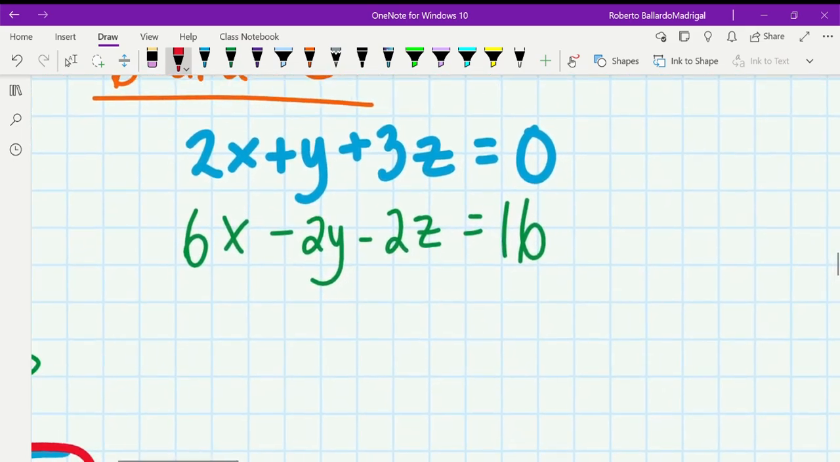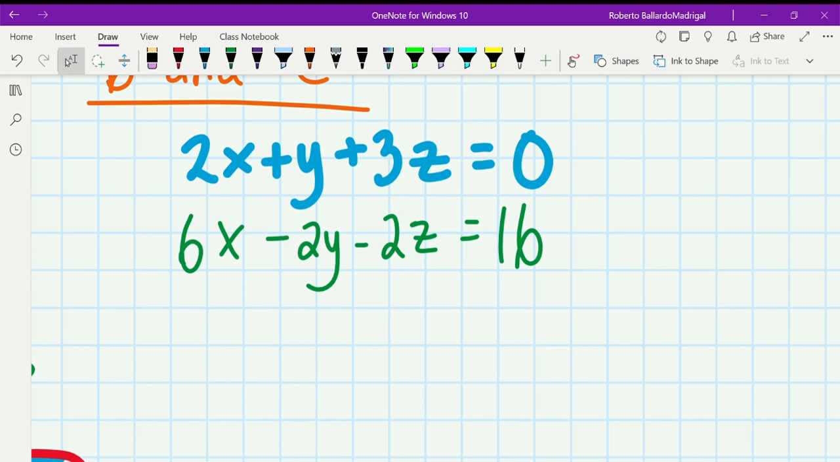All right. 2x plus y plus 3z equals 0. 6x minus 2y minus 2z equals 16. So now we're looking to get rid of the z's. But I have a 3 and I have a negative 2. Not ideal, but we can work with it. We have to find a multiple of 3 and 2. In this case, the multiple would have to be 6.